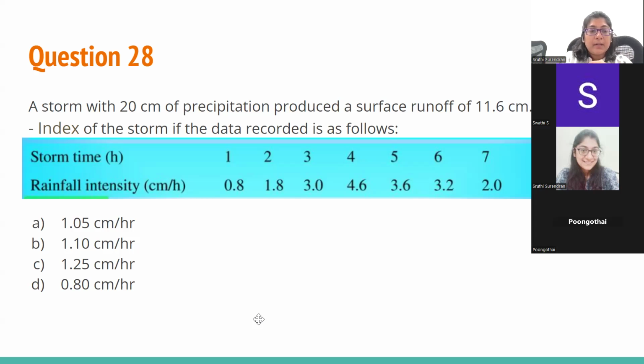So here you see the storm interval is 1 hour. First hour, second hour, third hour. So totally for how many hours? 8 hours a storm is occurring. And rainfall intensity is given. So whenever we use it in the formula, it is important that you use the depth, not the intensity. So you should convert this intensity value to depth and then use it in the formula to find out the phi index.